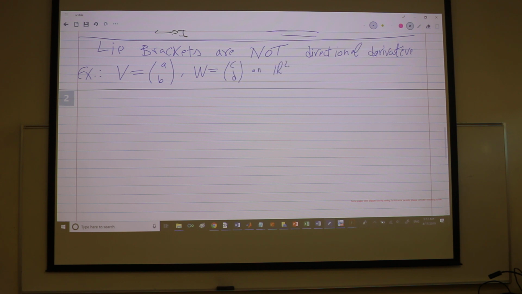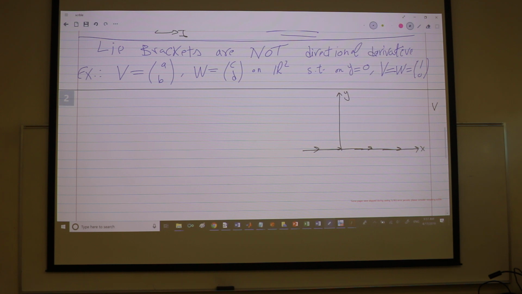This is on R2, such that they match on the x-axis. So on y equals 0, the x-axis, we have V equals W equals (1, 0). So it's just pointing along the x-axis. So here is the picture. This is x and this is y. So on the x-axis, V is pointing along the x-axis. So this is V. But outside of the x-axis, it's doing something else.